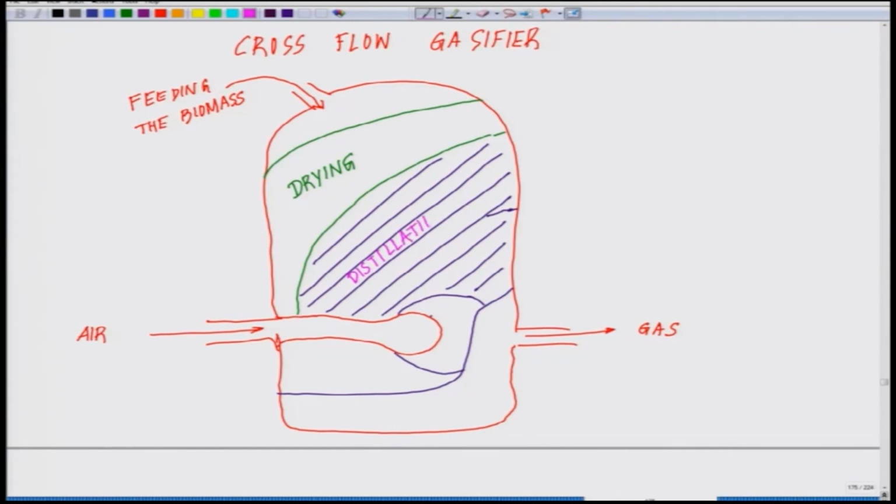Distillation zone. The region which is out here, just where I am putting yellow coloring, follow my yellow coloring shade, horizontal, vertical lines what I am drawing. This is the reduction zone.